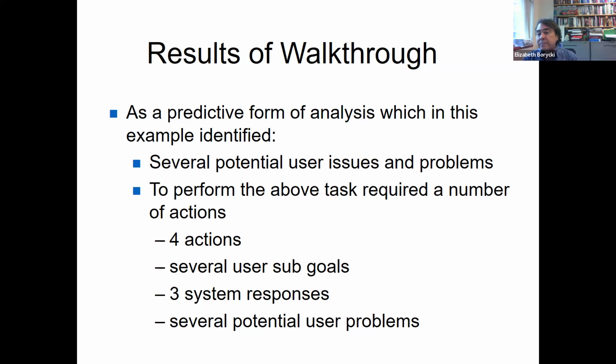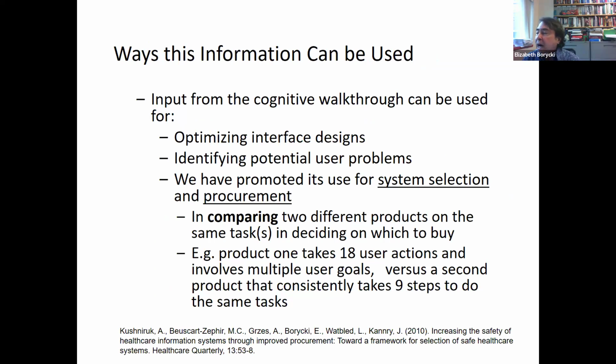You can count up, for something, was it unreasonable, the number of actions or system responses, or number of user problems. So input from that has been used for optimizing interface designs on many projects, identifying potential problems, and we've also recommended it be used in the procurement process. So if a health region is going to purchase, we had some examples. I think one was a video conferencing system, another one was medication administration.